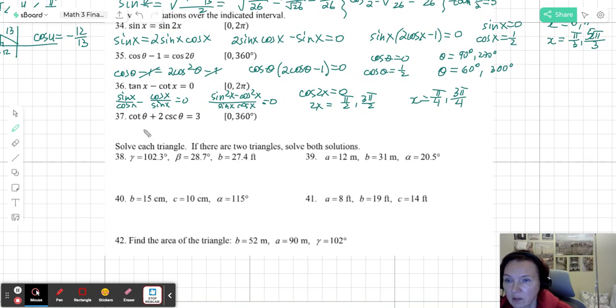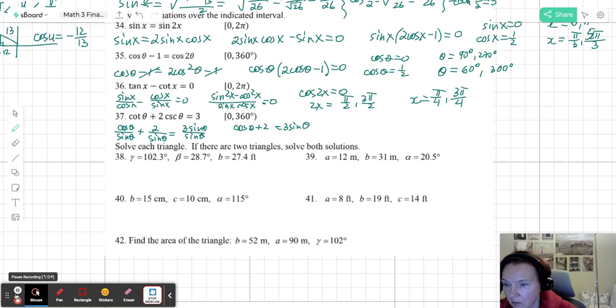For number 37, we have something similar. So I'm going to write down cotangent as cosine over sine. And then cosecant, it's 1 over sine theta. And that has to be equal to 3. So that is 3 sine theta over sine theta. So same thing, common denominator, which now I can drop. So I will have cosine theta plus 2. Oh, how interesting. Cosine theta plus 2 equals 3 sine theta.